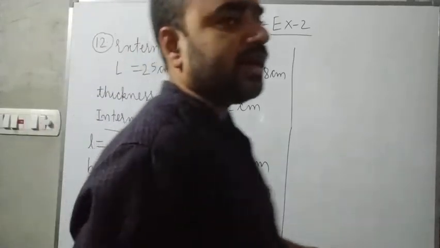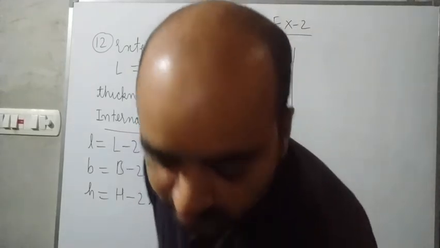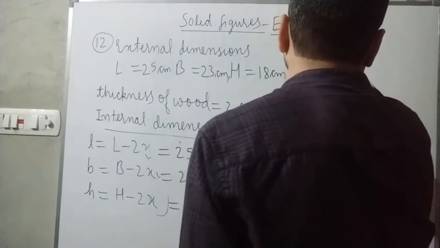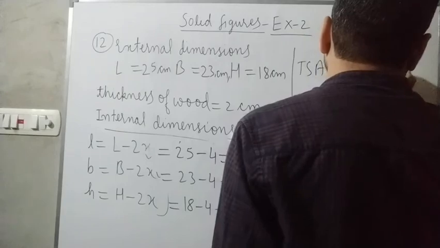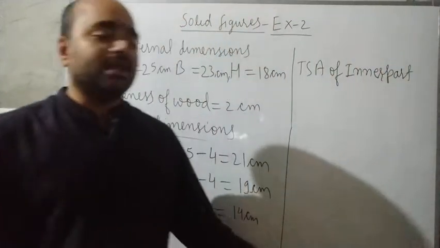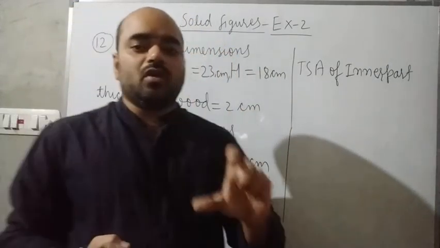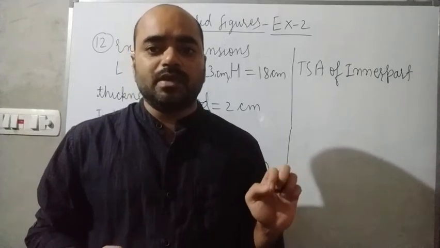Correct? Internal dimensions. Now the first part is to find the total inner surface area of the box. For the total surface area, what do we have to find? Total inner surface area. It means the total surface area of the inner part. For the total surface area, the formula is the same: twice of (LB plus BH plus LH).